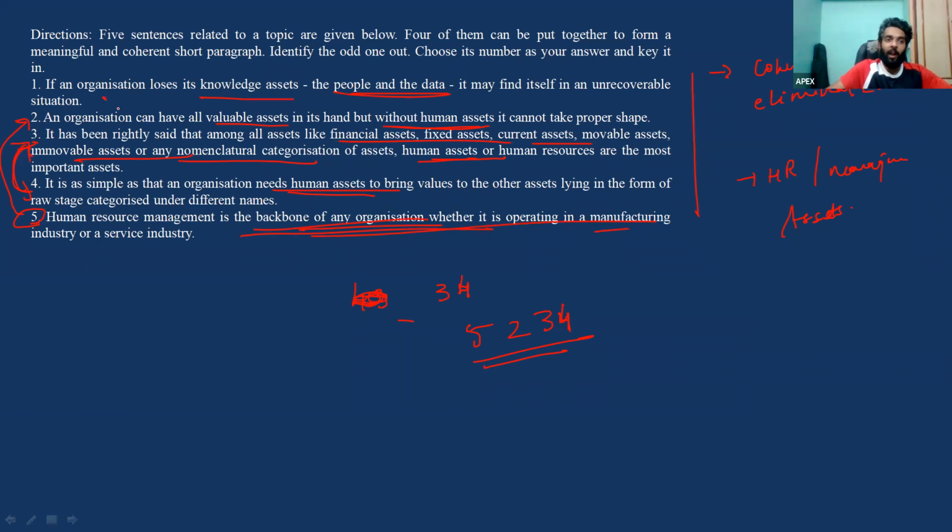And then this guy says an organization can have all the assets, but without human, it is not. So these two go together. And 3 and 4, we've just seen the logic. So the one that's left out is our option 1. So our answer will be option 1.